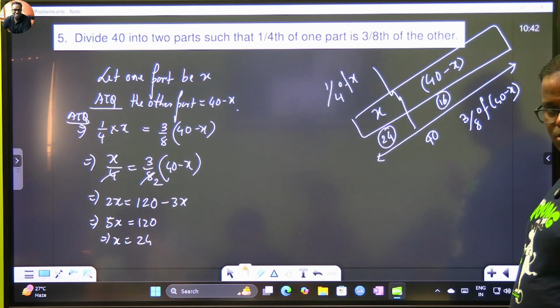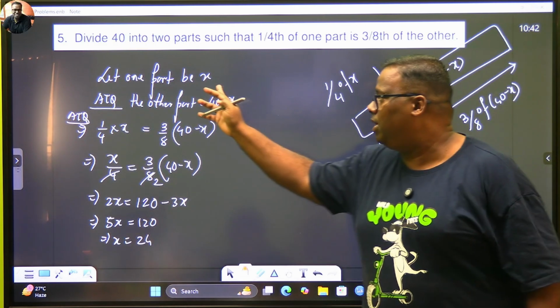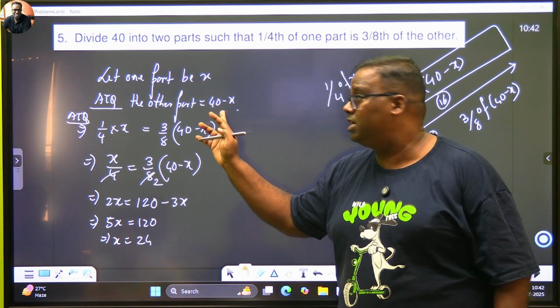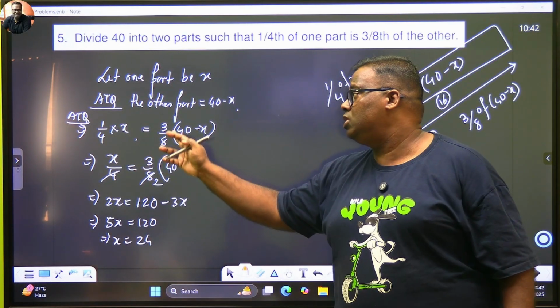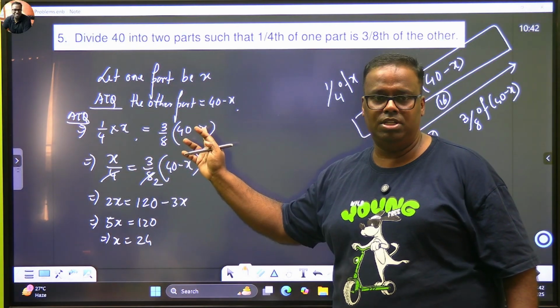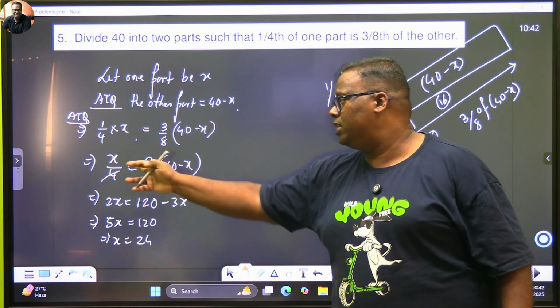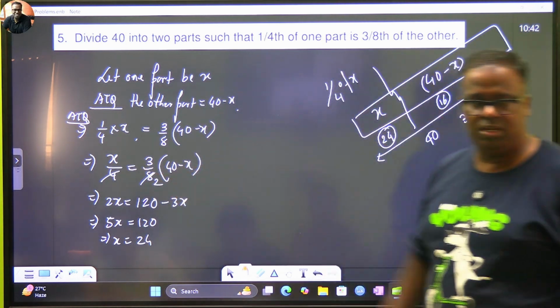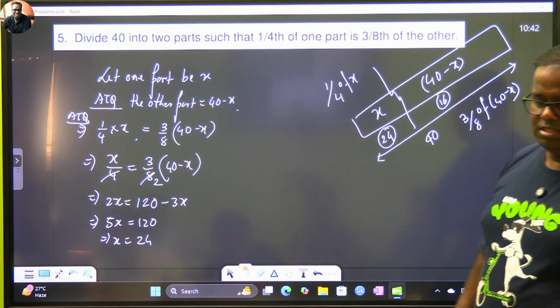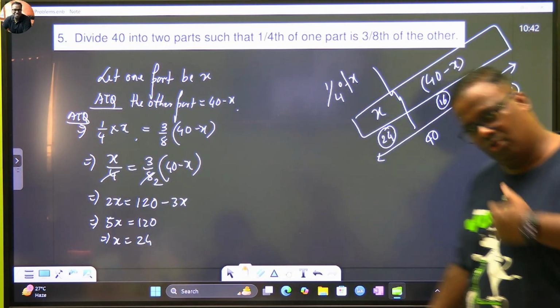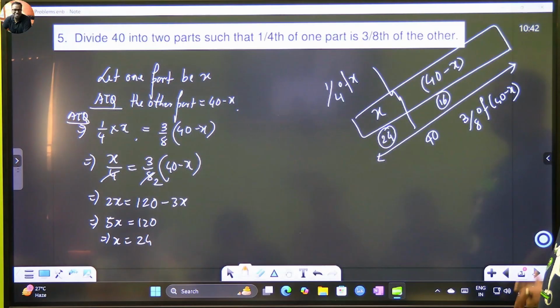Now have you understood? So I have said one part is x, the other part is 40 minus x. 1/4 of one part, so 1/4 of x is equal to 3/8 of 40 minus x. So x by 4 is equal to 3 by 8 of 40 minus x. Then after that it's simplification. Okay? Shall I go ahead now with the next problem? Let's take the next part.